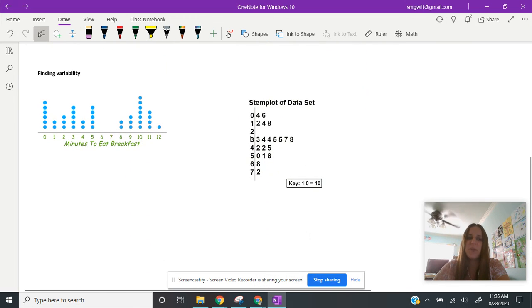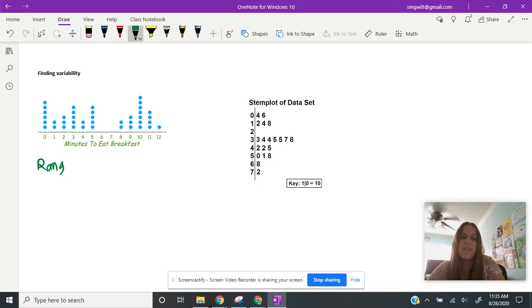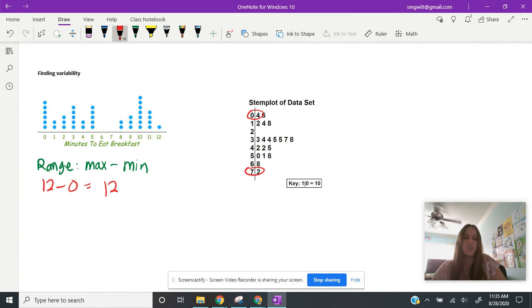The last thing is variability. Variability is where I'm finding the range, right? So we talked about the range value. To find the range, we're taking the maximum data value and subtracting the minimum data value. If I look at the dot plot, that means I'm taking 12 and subtracting 0. So my range is 12. For the stem plot, my first data value is 4 and my last data value is 72. So I'm taking 72 and subtracting 4. And so that means that the variability is 68.